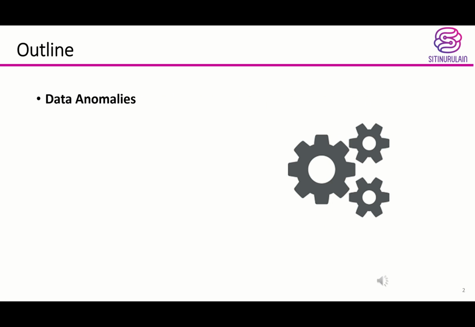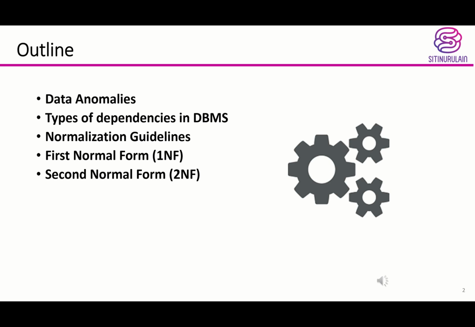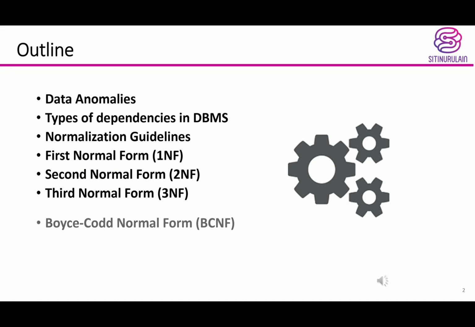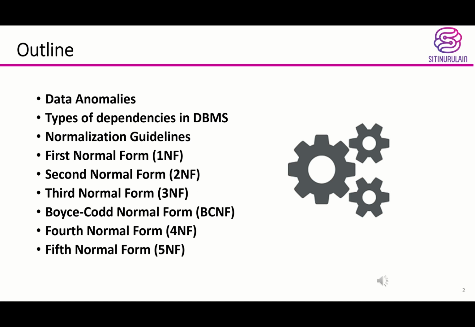Data anomalies, types of dependencies in DBMS, normalization guidelines, first normal form, 1NF, second normal form, 2NF, third normal form, 3NF, Boyce-Codd normal form, BCNF, fourth normal form, 4NF, fifth normal form, 5NF.